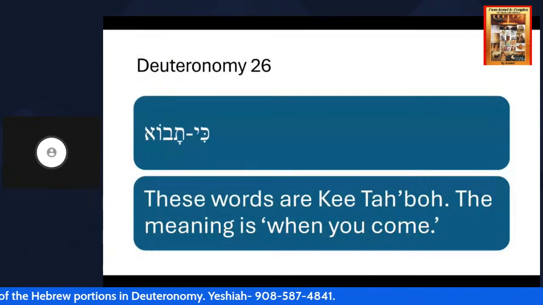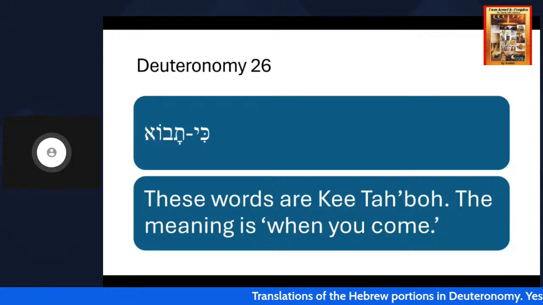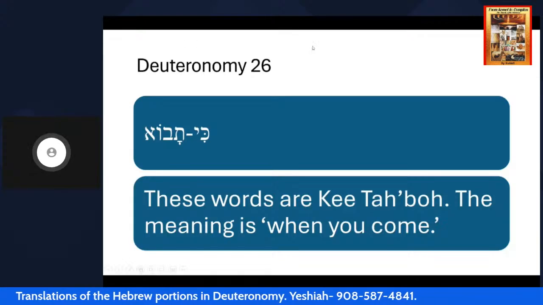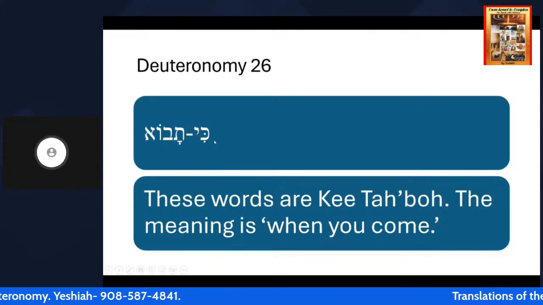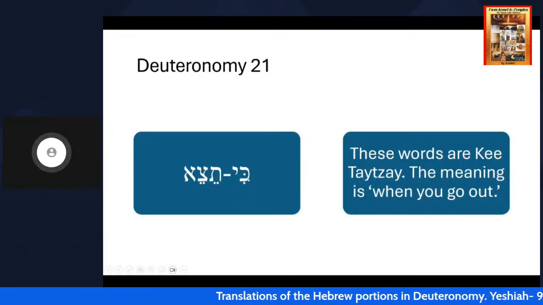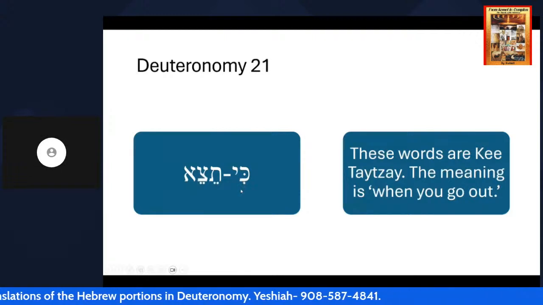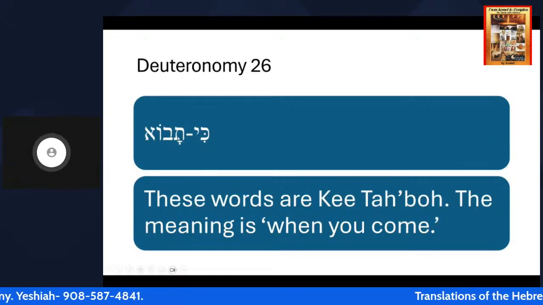Deuteronomy 26 is where we see this ki tabo. These words are ki tabo. The meaning is when you come, or literally when you will come. So that's something we care to bring out in that particular case. Now, this ki, brothers and sisters, as in this ki here, the kaf and the yod, means when. So tabo, brothers and sisters, when we look at it, is a verb.